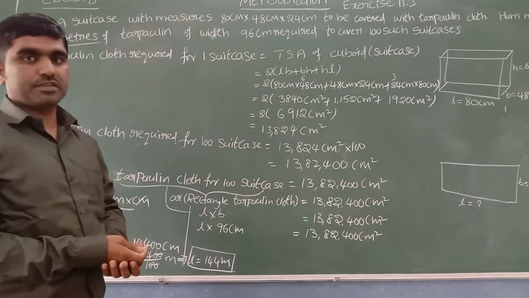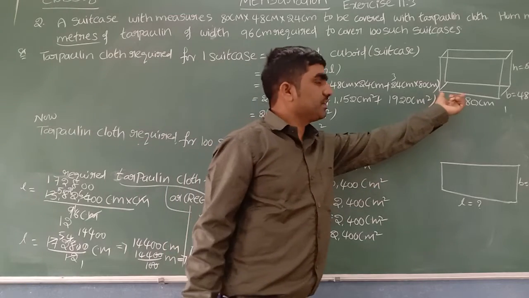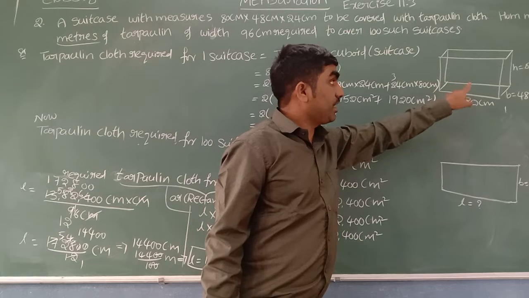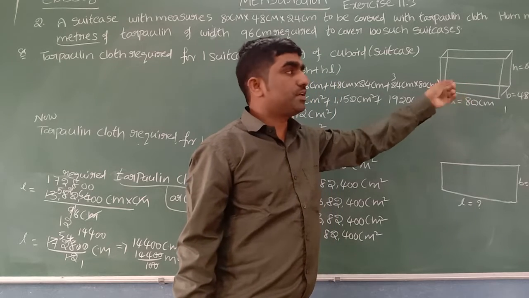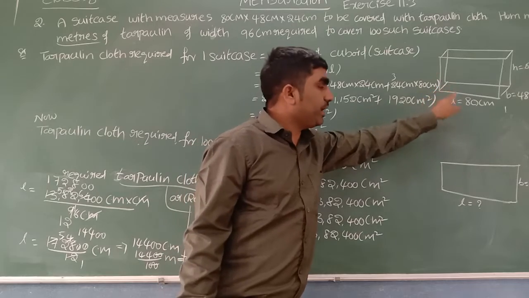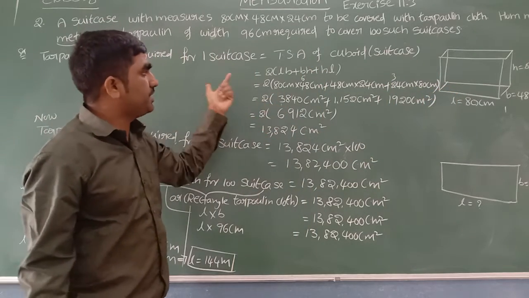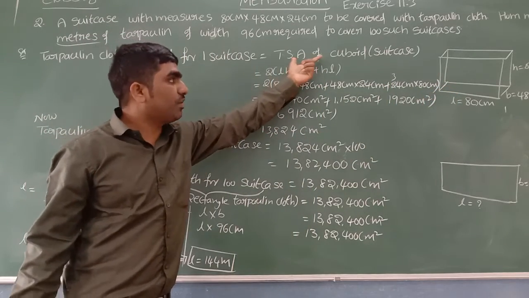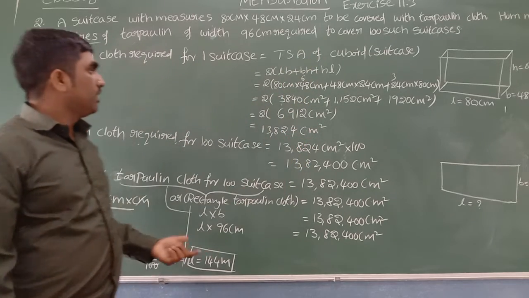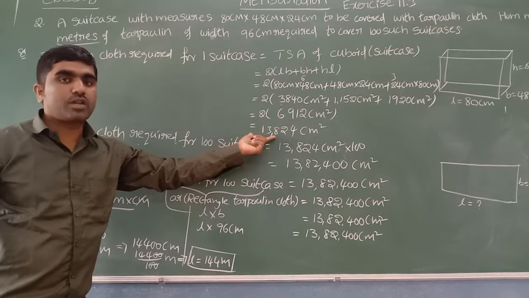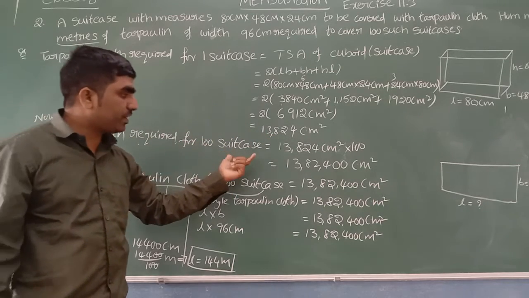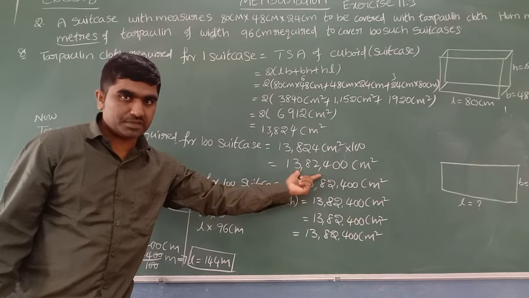Hope it is clear to all. They gave a suitcase and they are asking how much cloth is required to cover 100 such suitcases. Here we need to cover all the 6 faces of a suitcase. To know the area of all the 6 faces of the suitcase, we have to find the TSA of the cuboid. After getting the TSA of a cuboid, it gives the cloth required for one suitcase. From there, you can find the cloth required for 100 suitcases.